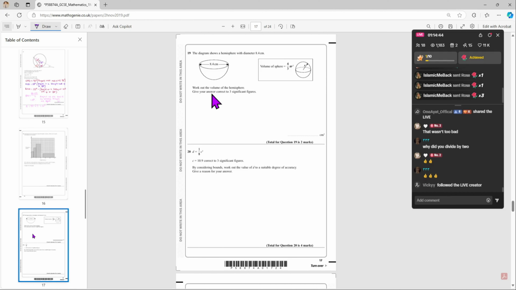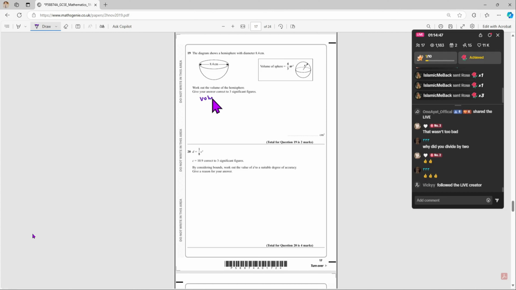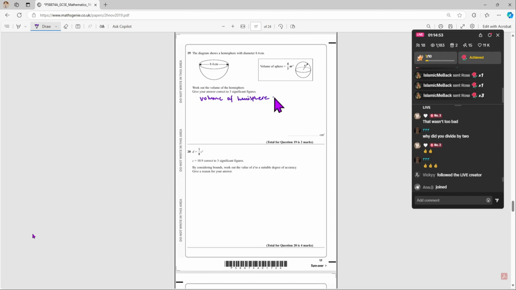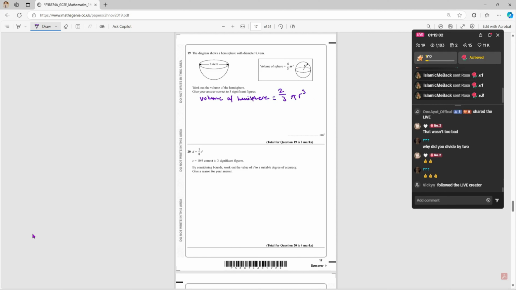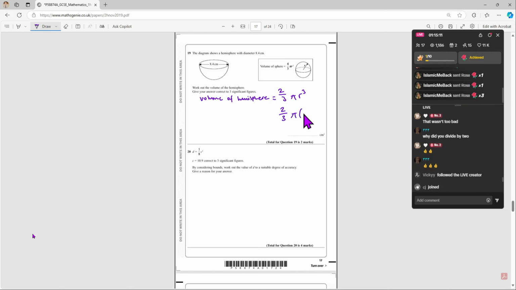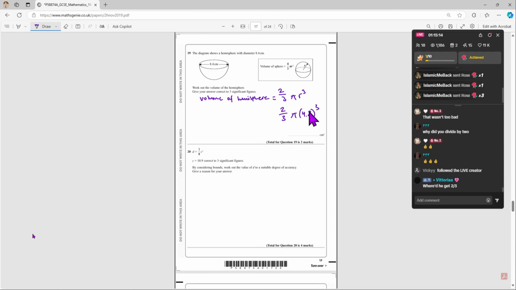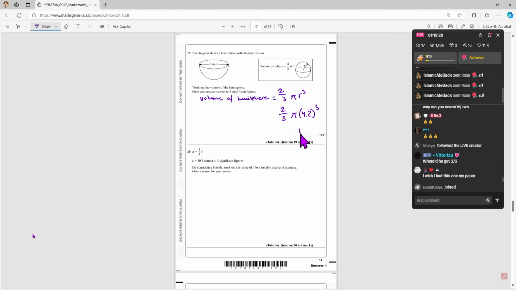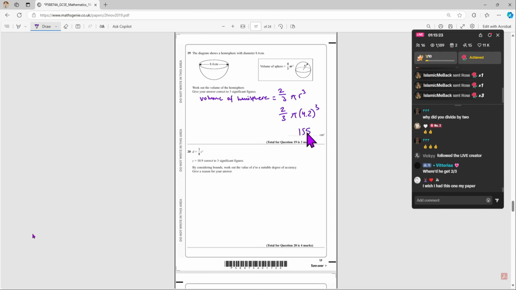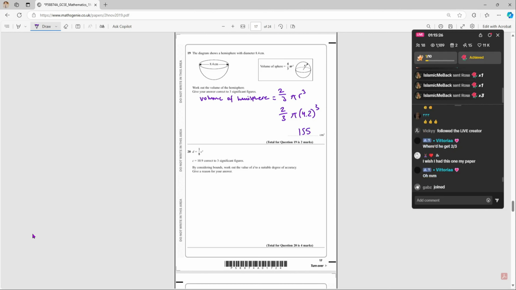So the formula to work out the volume of a hemisphere is 2 over 3 pi r cubed. It's going to be half of the fraction. And our radius is going to be 4.2 because our diameter is 8.4. It'll be 2 over 3 pi times 4.2 cubed. We put it into the calculator and you will get 155 centimeters cubed. Very, very easy.